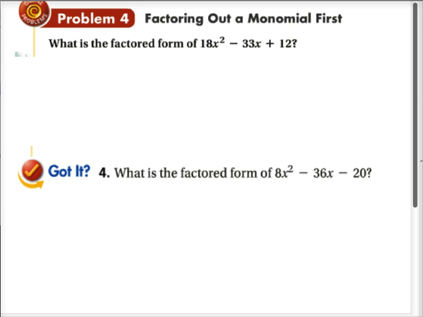So let's take a look at that top one. What is the factored form of 18x squared minus 33x plus 12? All right, well, there is not an x in every term, so I don't have to worry about pulling out x. But notice the 18, 33, and 12. Notice a number does pull out of there. Now, it's not 2 because the 33 is odd. So the next one is to try to see if 3 pulls out, which it does. So we pull a 3 out. That's going to leave us with 6x squared, negative 11x, and 4.